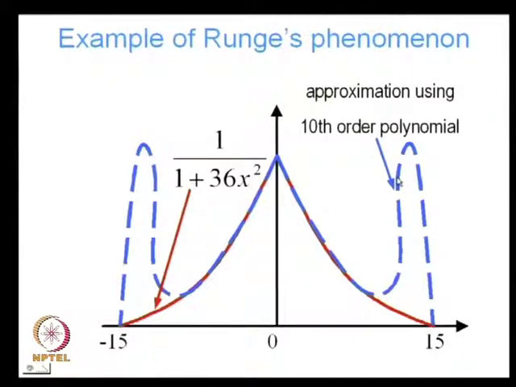So you can see, even though this is a very high order polynomial and this function is relatively simple, my very high order polynomial with equally spaced grid points does a very poor job near the boundaries.